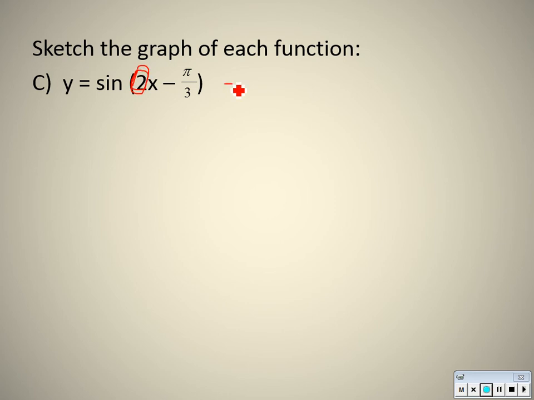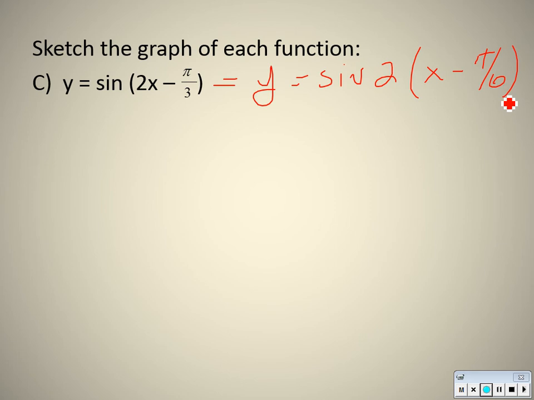So whenever that occurs, what you need to do is you need to factor that number that's in front of x out of the parentheses before you start to do your tables. So I'm going to take this here. So I'm going to have this as y equals the sine of 2, and then I'm going to take the 2 out, and when I do that, this turns into x minus pi over 6. So this becomes pi over 6 because if I take pi over 3 and I divide it by 2, this is what I get here, pi over 6. So now I can start to do my tables.